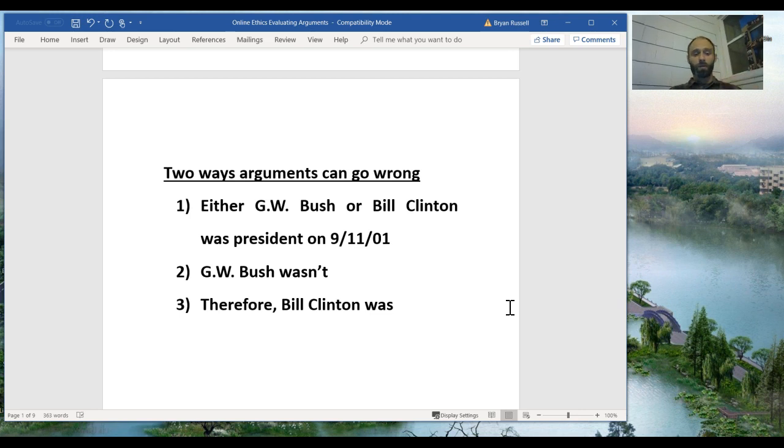But even if the conclusion were true, if an argument has a false premise, then the way it's trying to get us to believe that conclusion is bad, so it's a bad argument in itself. So one way that an argument can go wrong is if it just has a false premise.